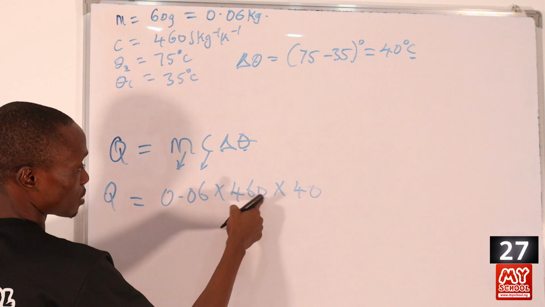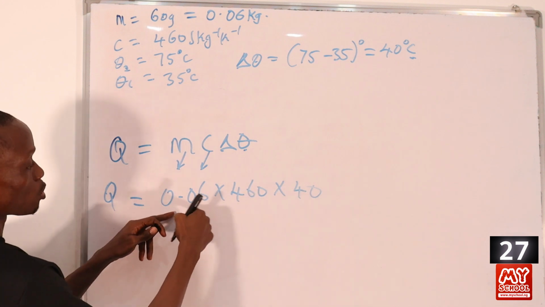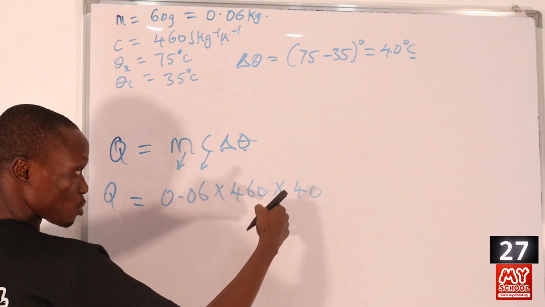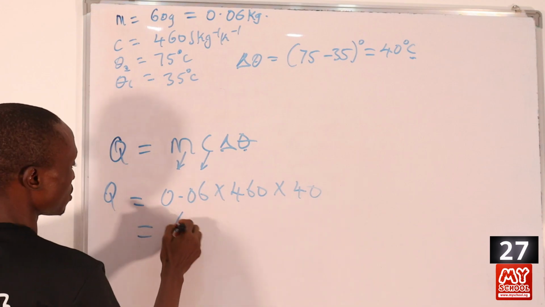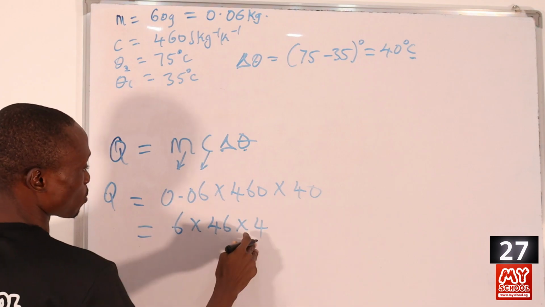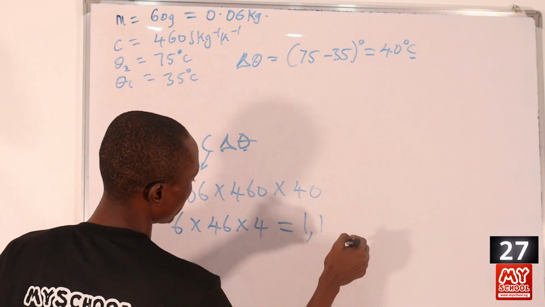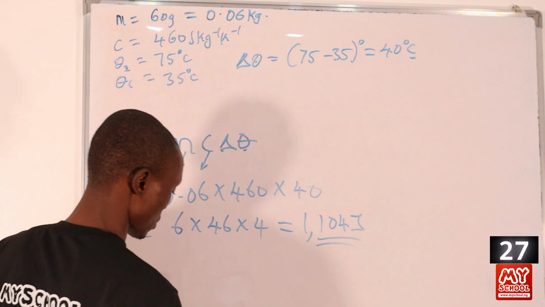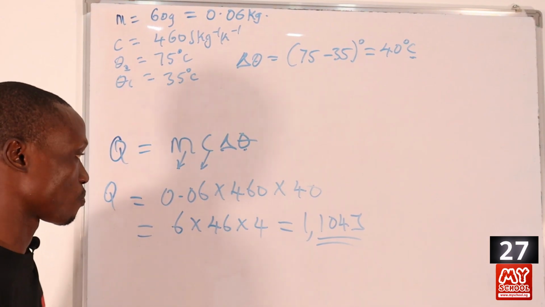So this is 460 and this is 40. If we divide by 10, of course we are still going to use it to multiply this. So if we remove 10 from here, remove 10 from the other and multiply together, that will be equal to 100. So if we use the 100 to multiply this, we'll be having 6 times 46 times 4, right? So if we multiply this together, we'll be having 1104 joules, okay? So the quantity of heat is equal to 1104 joules.